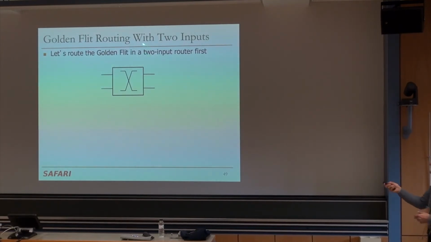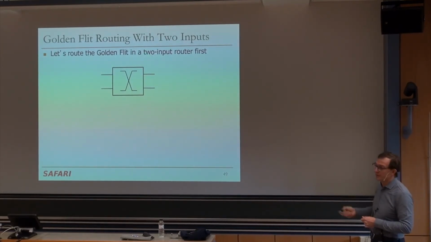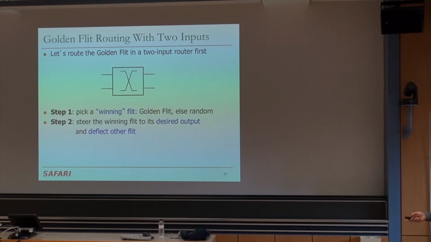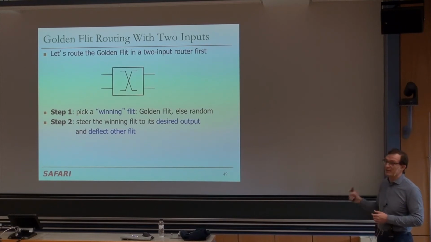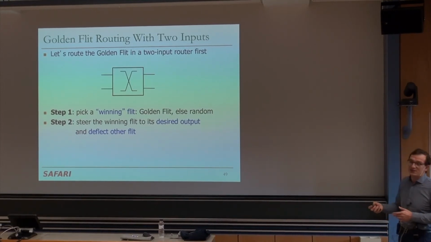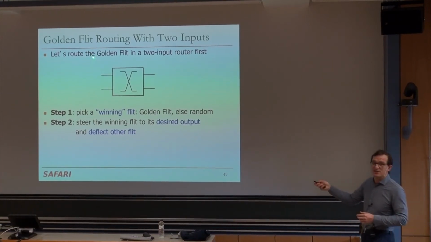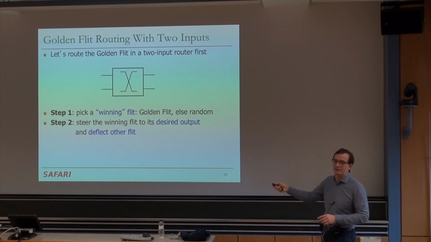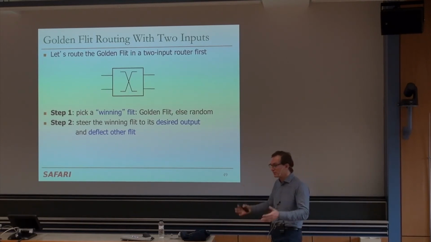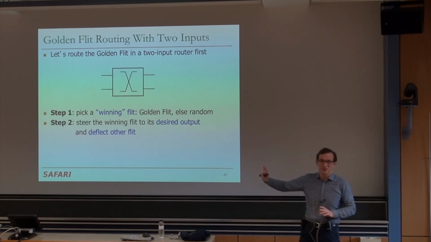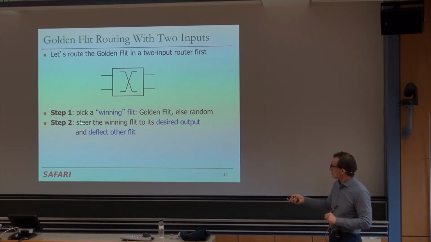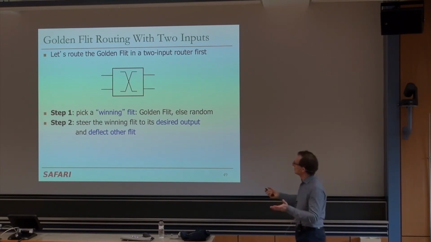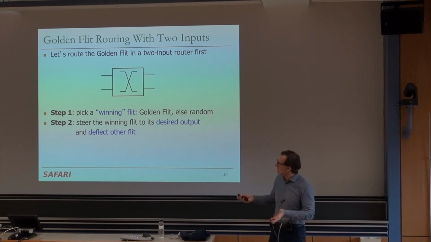So first, let's route the golden flit in a 2-input router. We're going to build a permutation network that actually does this routing. The function of this 2-input router is, in step 1, it picks a winning flit. The winning flit is the one designated as the golden flit, if there is one. Otherwise, you randomly pick one of the flits. You can do better than random if you want to minimize deflection, for example, but this work wants to be as simple as possible. Then it steers the winning flit to its desired output port and deflects the other flit.